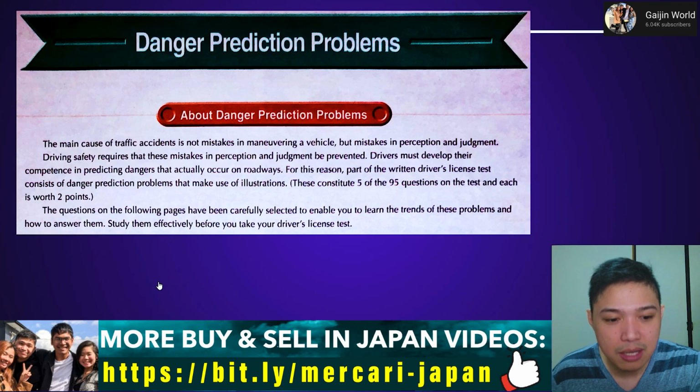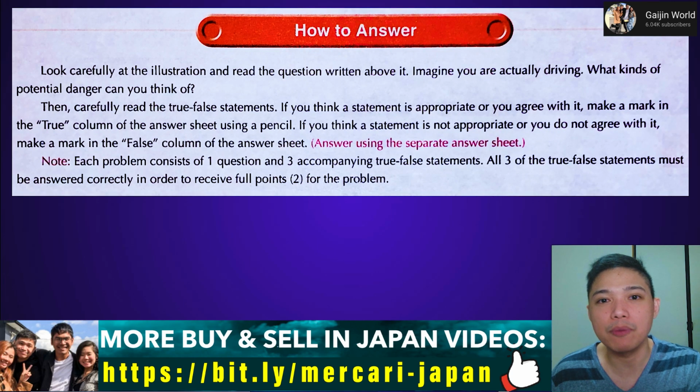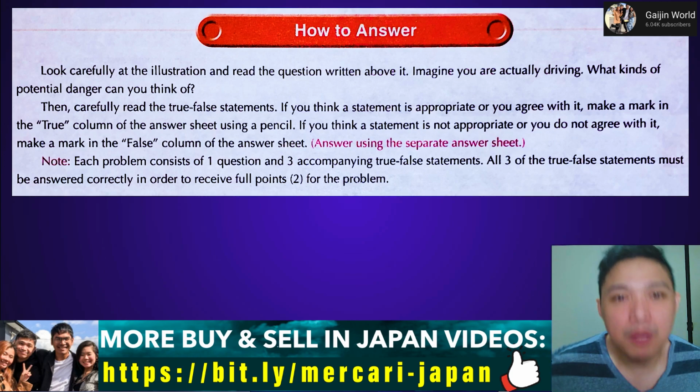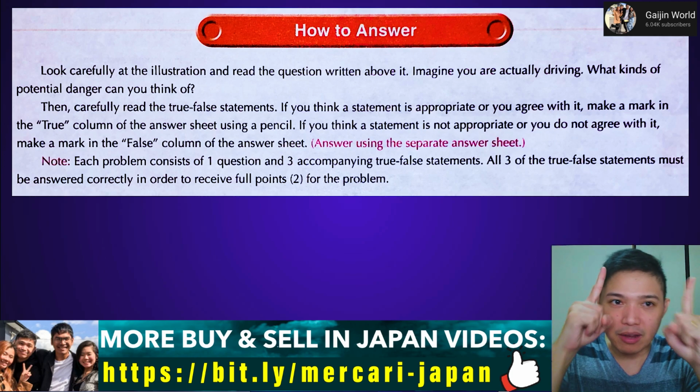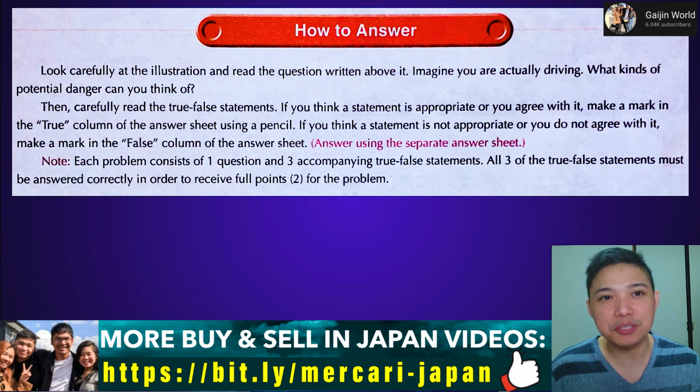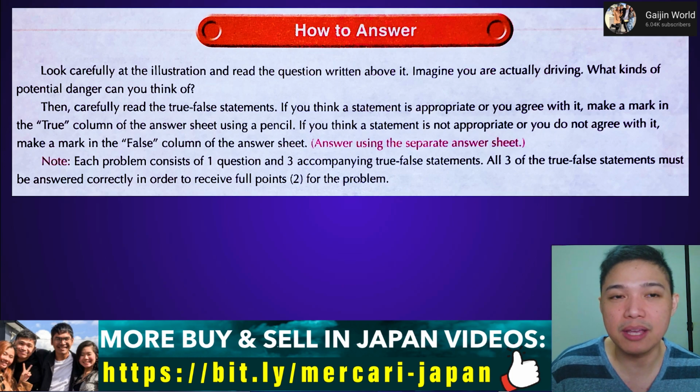So let's start. How do you answer this type of question? As you can see here, I'm going to read what's up there. Look carefully at the illustration and read the question written above it. Imagine you are actually driving. What kinds of potential danger can you think of? Then carefully read the true or false statements.